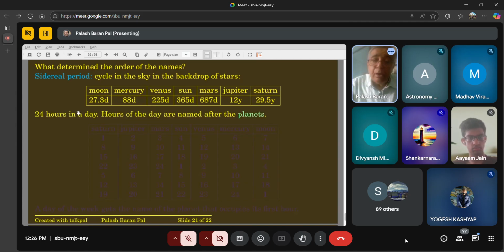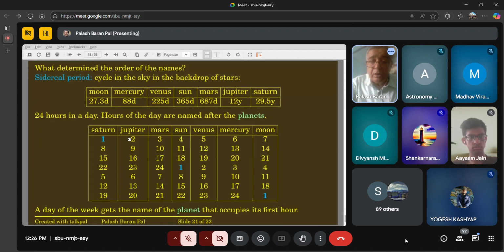So now what happened is that there are also 24 hours in a day. How it was decided upon is a different story, and I will not go into that. But apparently the hours of the day were also named after these planets, the wanderers. How? Okay, this is how. Suppose you take this table and just run it backwards. Saturn, Jupiter, Mars, Sun, Venus, Mercury, Moon. Now, you start your week on Saturday, which is Saturn's day.